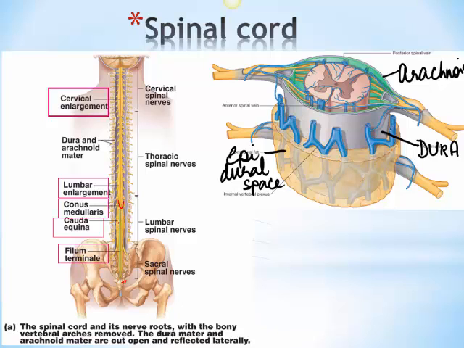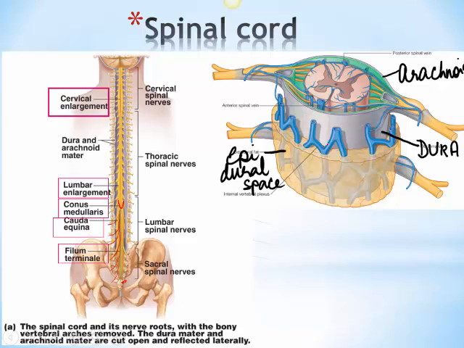And here are the sheaf of nerve fibers. So you can see how these sheaf of nerve fibers keep passing out through their respective intervertebral foramina. So these are lumbar and sacral spinal nerves, and they form a thing looking like a tail. That's why it's called cauda equina.